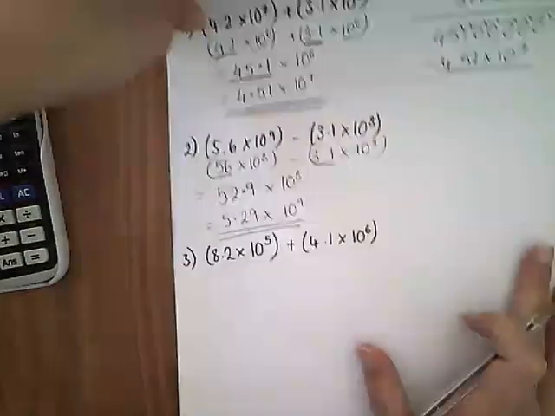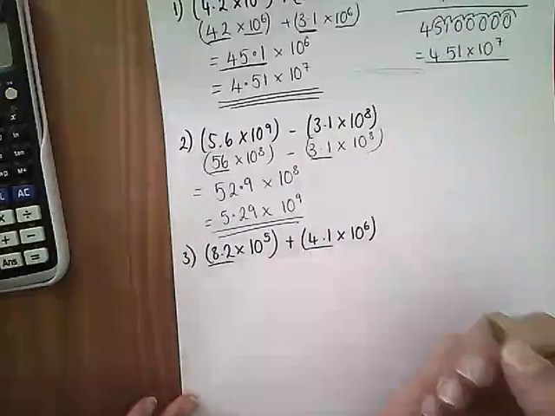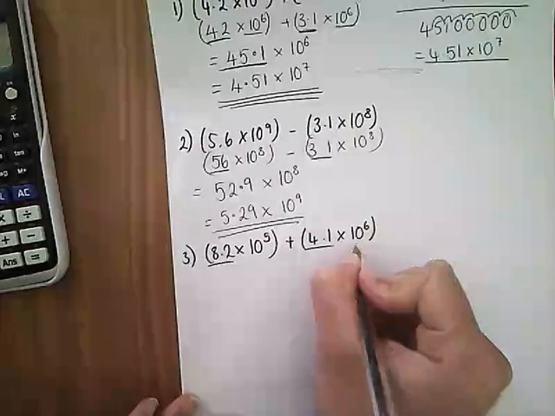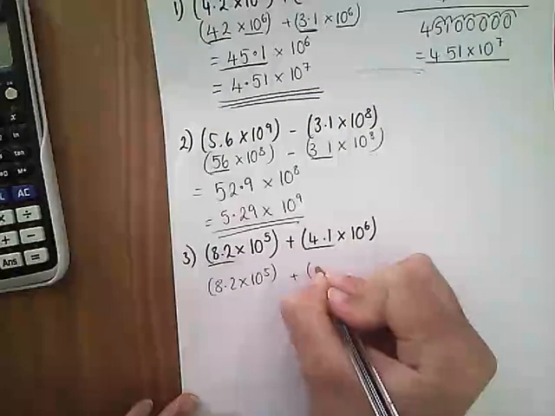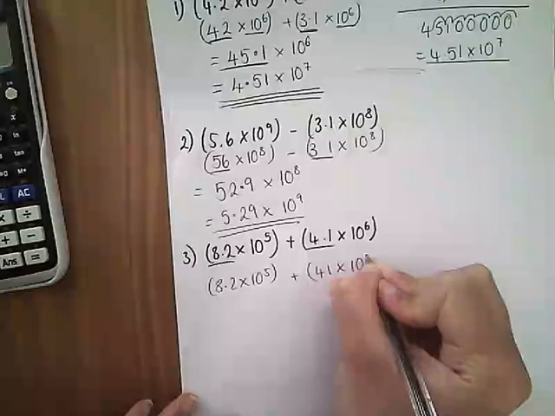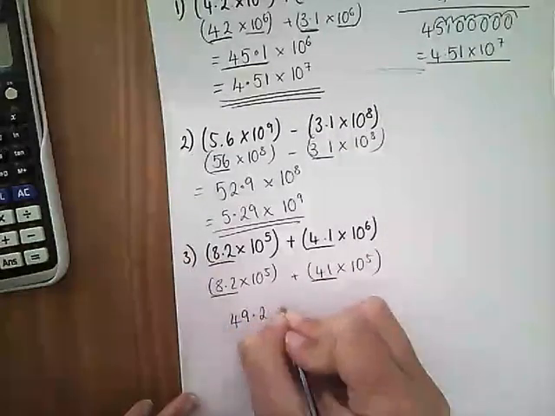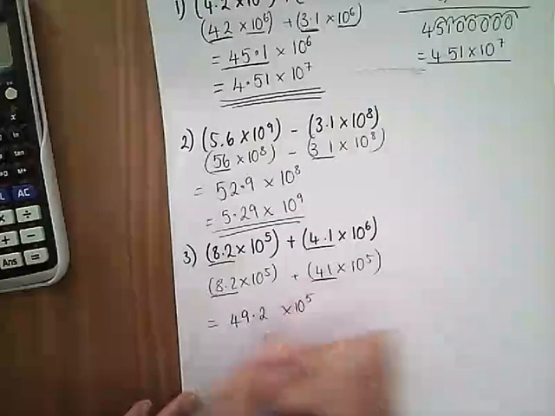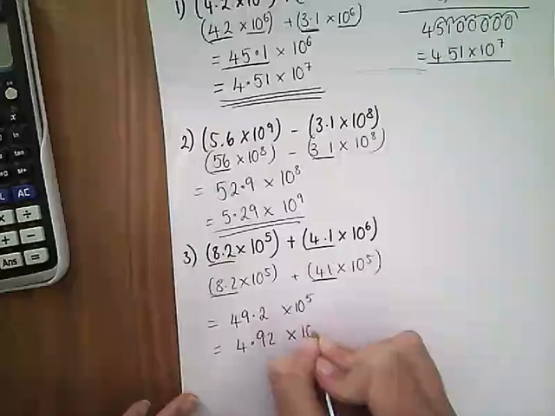Okay? Right, and the last one, 8.2 times 10 to the 5 plus 4.1 times 10 to the 6. Make our big power smaller, so that can stay the same. This becomes 41 times 10 to the 5. Add your two numbers, so you get 49.2 times 10 to the 5, and then put it in standard form, 4.92 times 10 to the 6.